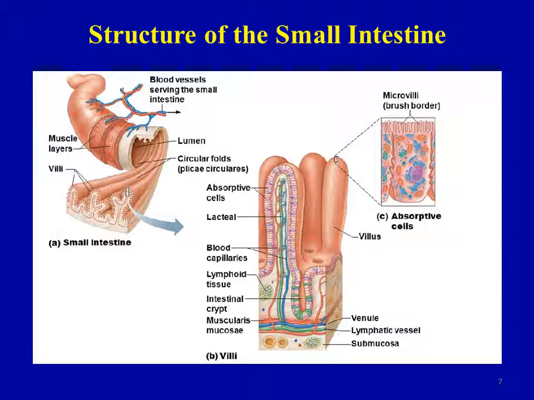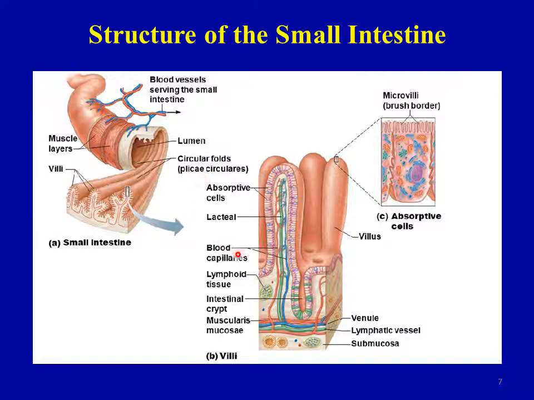Here we go further into details about the structure of the small intestine. As I said, you can see here the 4 layers: serosa, muscularis externa, the submucosa, and the mucosa. You can see that the submucosa and mucosa are thrown into circular folds. We call them the plica circularis.